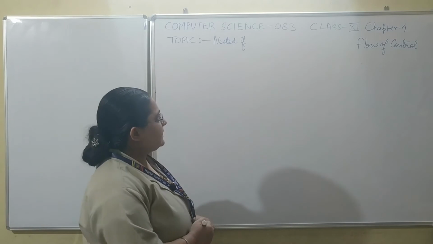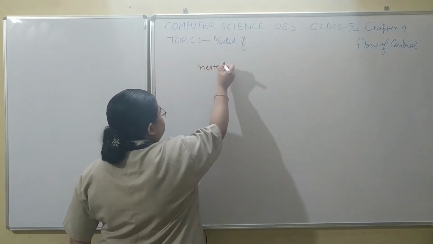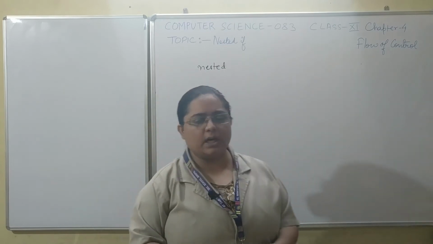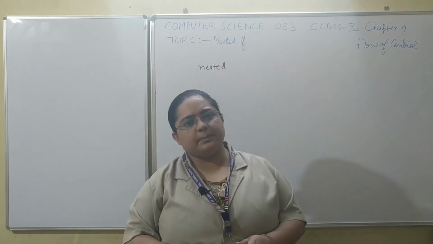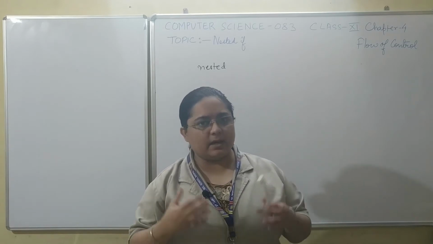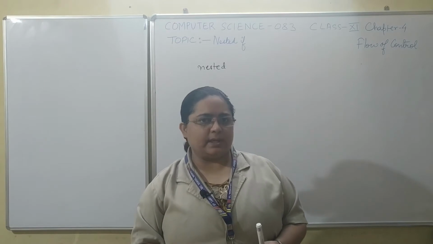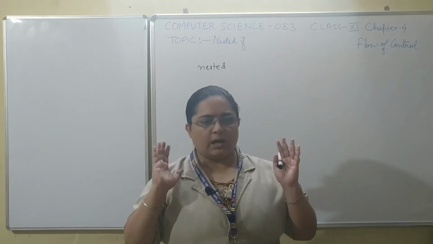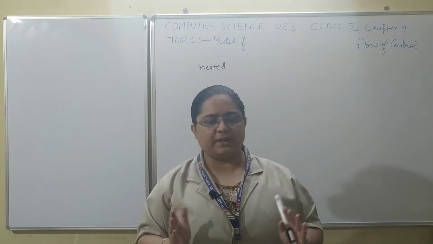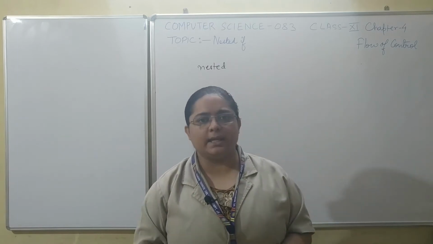So the word nested means something within. You might all have seen a bird's nest. So what does a bird's nest contain? The bird lays its eggs. It's the home of a bird. Okay. So something nesting into something. So there is an outer if, there is an inner if. So the outer if is just like a nest for the inner if.